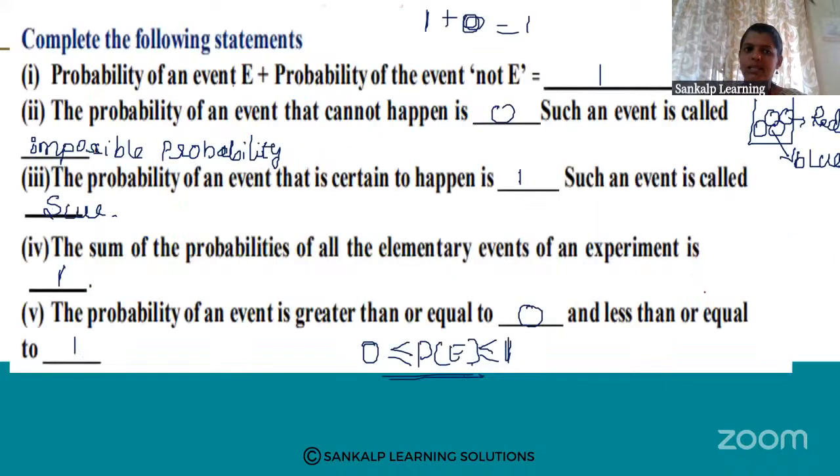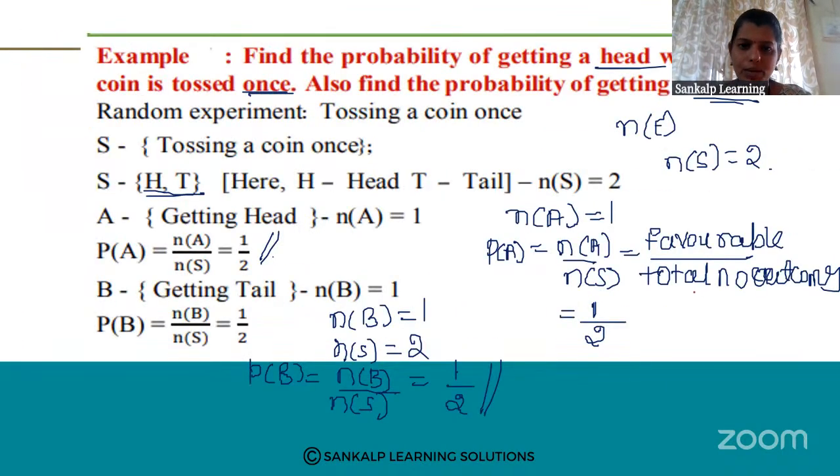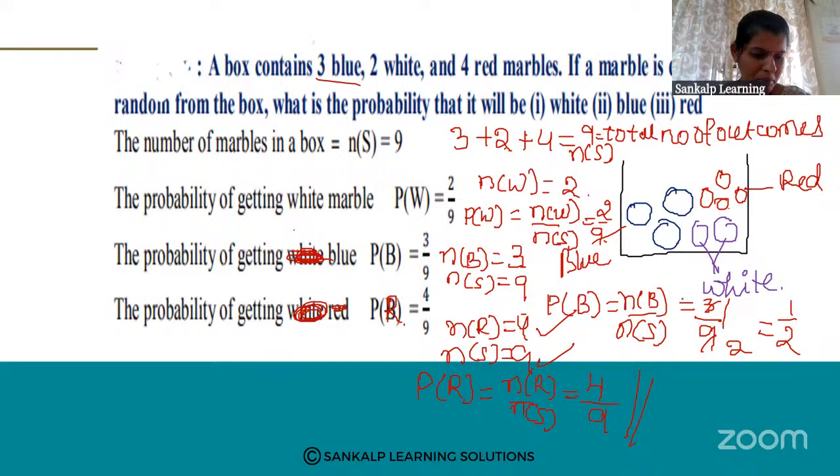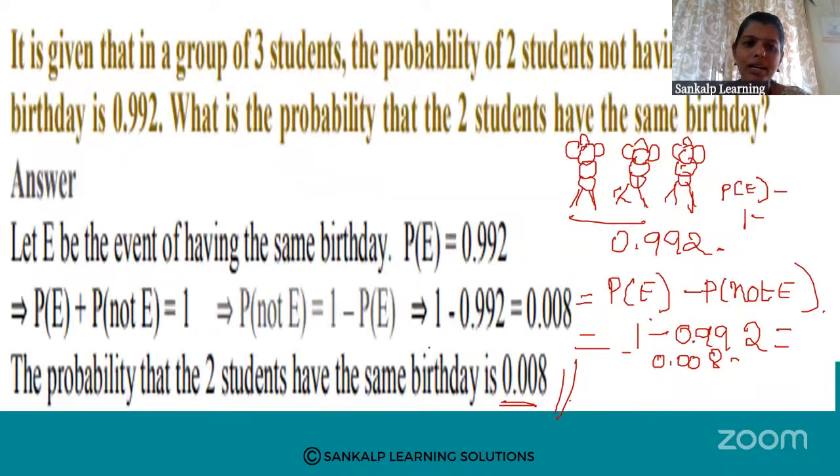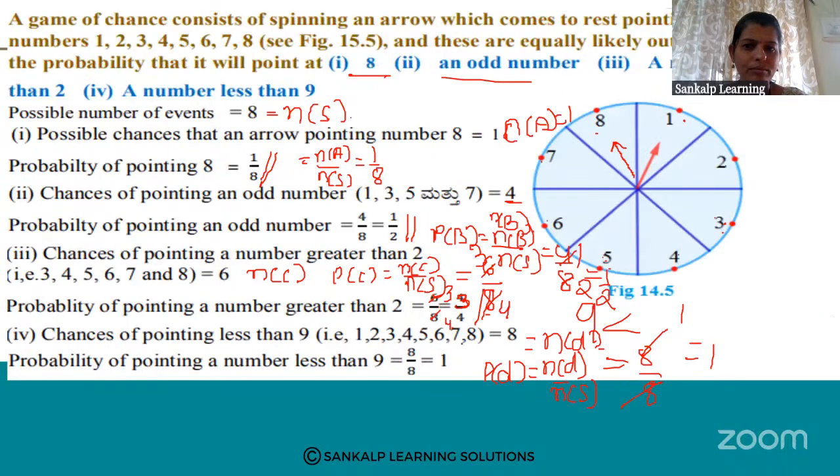Next, we also discussed some examples and solved some questions. Do you remember? A bag contains lemon flavored candies only. So we solved this now. And also we solved a game of chance that consists of spinning an arrow which comes to rest pointing at one of the numbers. Okay, up to these questions we solved in the last class only.